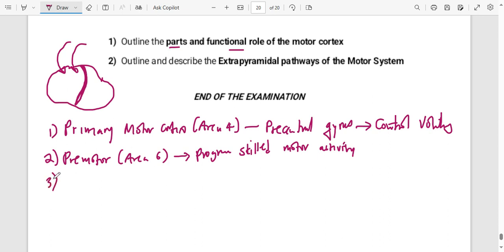And then number three, any other motor area? Supplementary motor area. And this is area what? It's part of area 6. And what is the function? Where is it located? Let's start with the location. For this one, the location is found on the medial aspect of the hemisphere in front of the paracentral lobule. And the function, anyone?